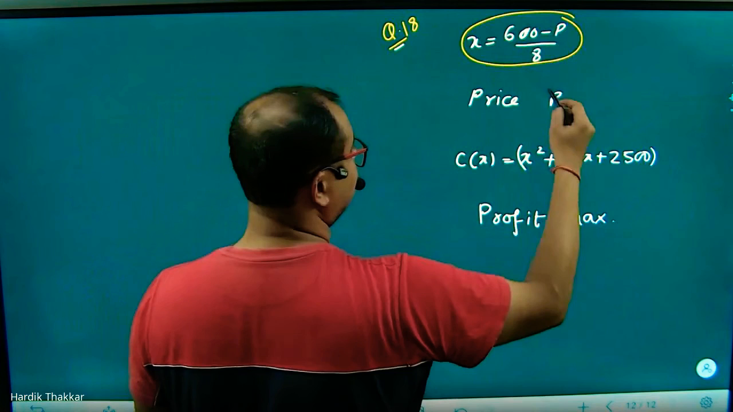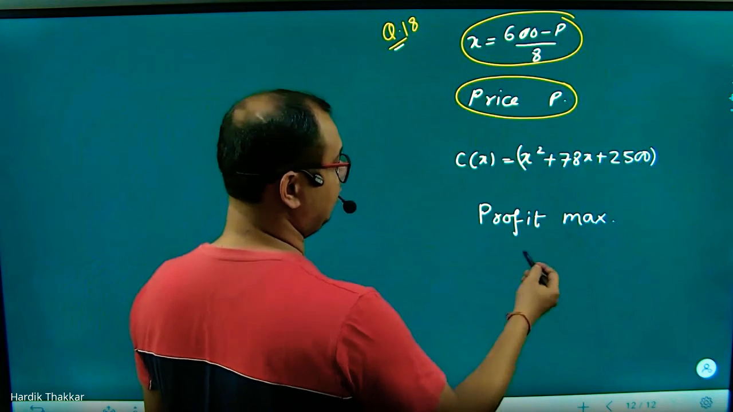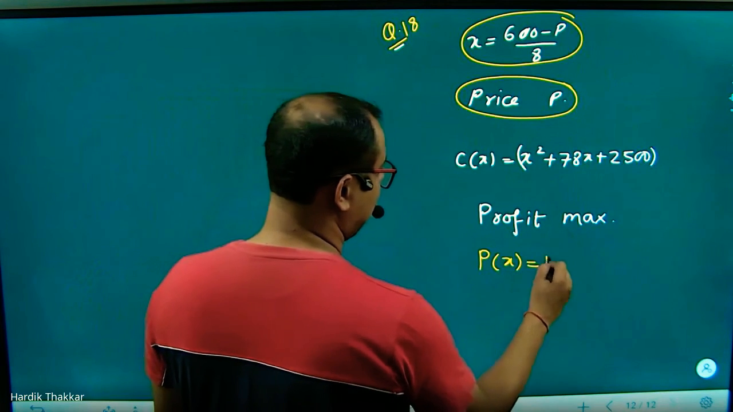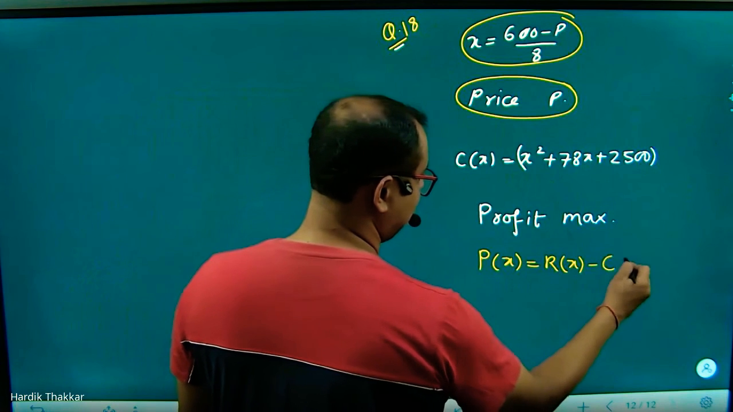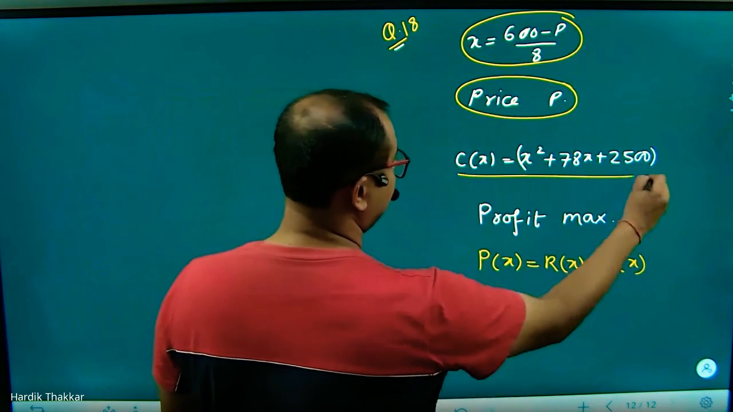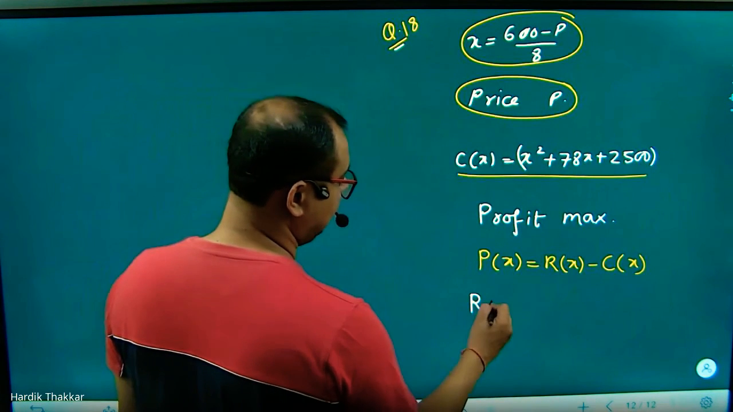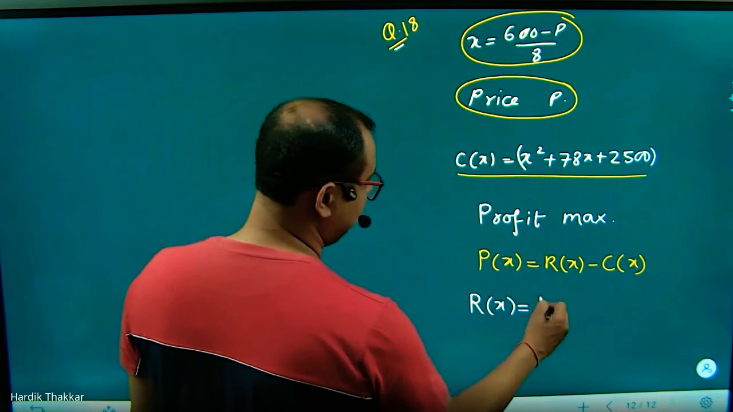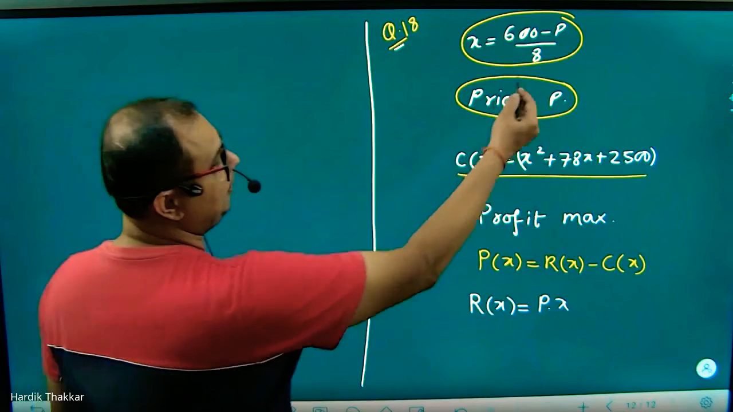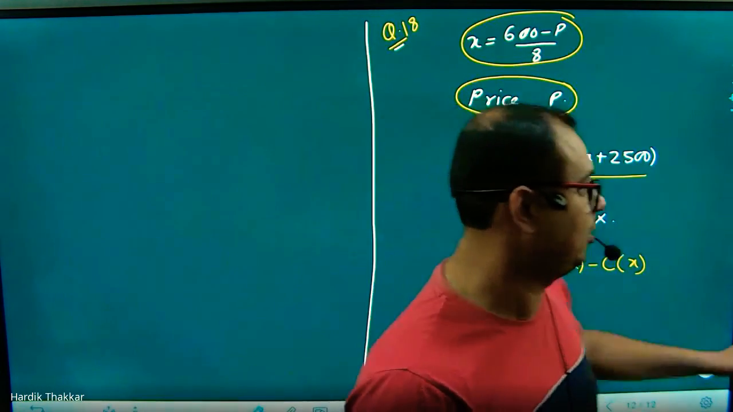So what is given? X is given, p is price. Okay, profit को maximize करना है. So profit p of x is what? R of x minus c of x. Clear? Okay, so c of x is given, the cost function is given. We have to calculate r of x. So how we calculate r of x? It is p into x. This is what r of x. So we have to find p in terms of x.